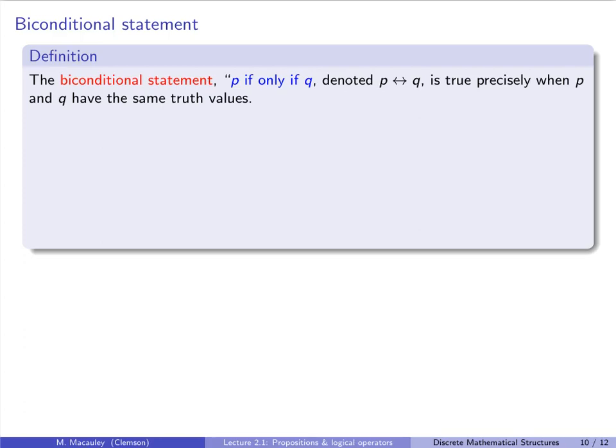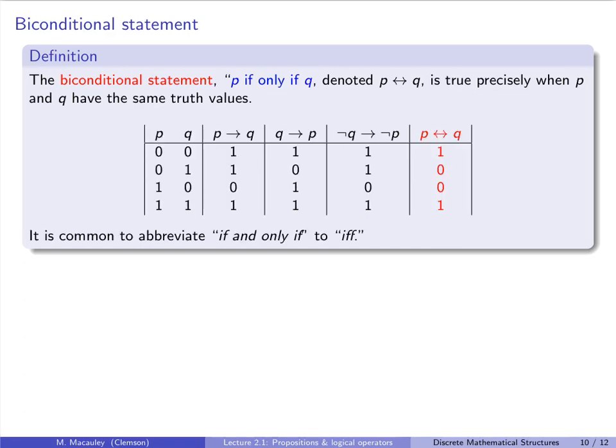Our next operation is the biconditional statement P if and only if Q, which is denoted with a double arrow, so P double arrow Q. This is true precisely when P and Q have the same truth values. Let's see what this looks like on the truth table. So here are the inputs, P and Q. P implies Q, we know what that truth table looks like. The converse, Q implies P, that's slightly different. The contrapositive, not Q implies not P, same as the original statement.